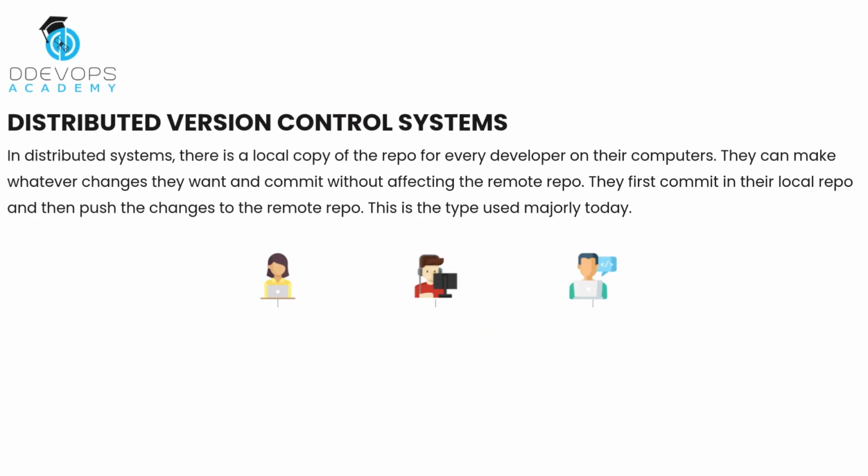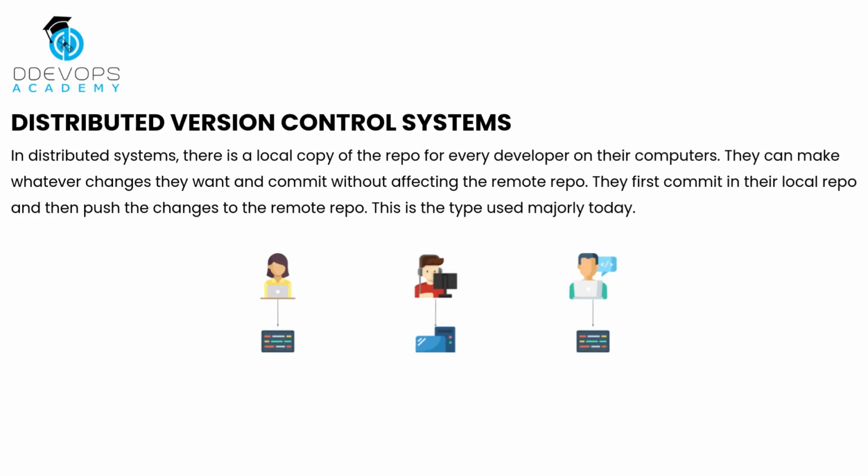Distributed version control systems. In distributed systems, there is a local copy of the repo for every developer on their computers. They can make whatever changes they want and commit without affecting the remote repo. They first commit in their local repo and then push the changes to the remote repo. This is the type used majorly today.